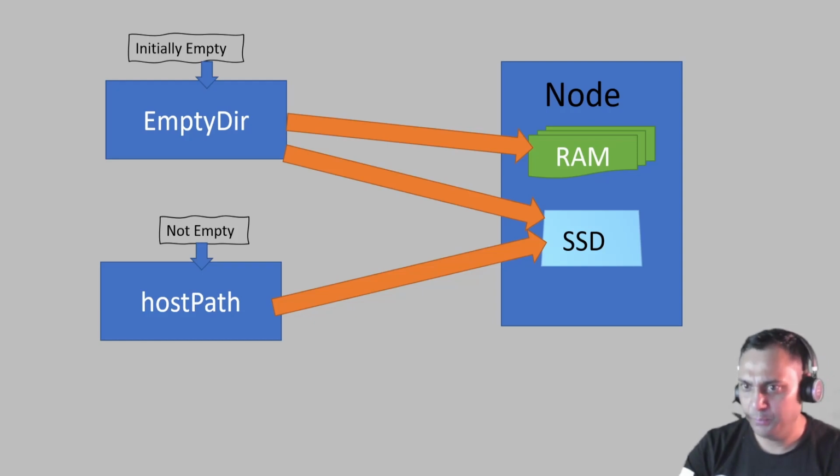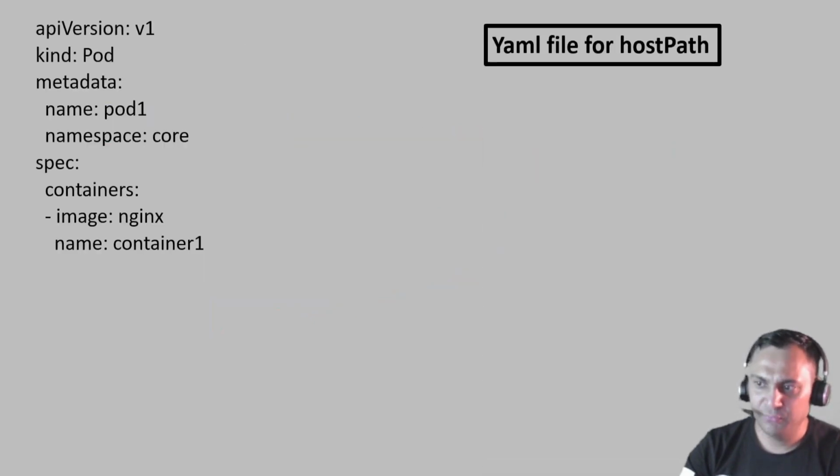Another difference between both: in EmptyDir, Kubernetes will create a directory on the node first and then create the pod. On the other hand, in the host path, we have to manually create the directory on the node first, then we create the pod. This is the file of our pod, simple.